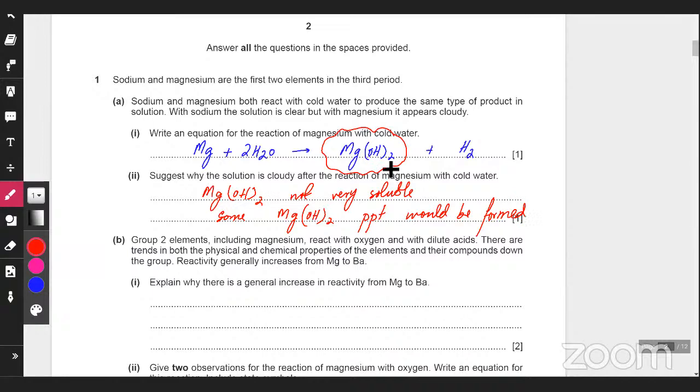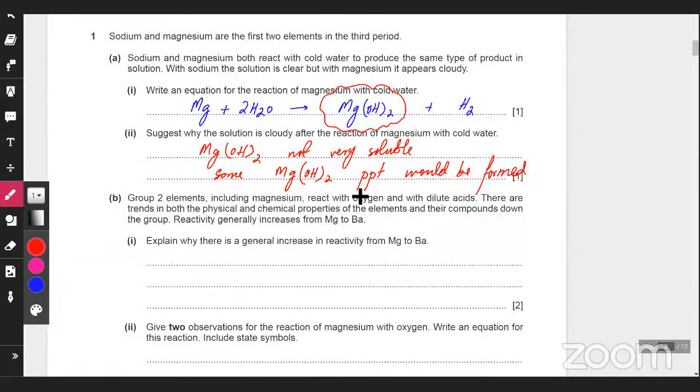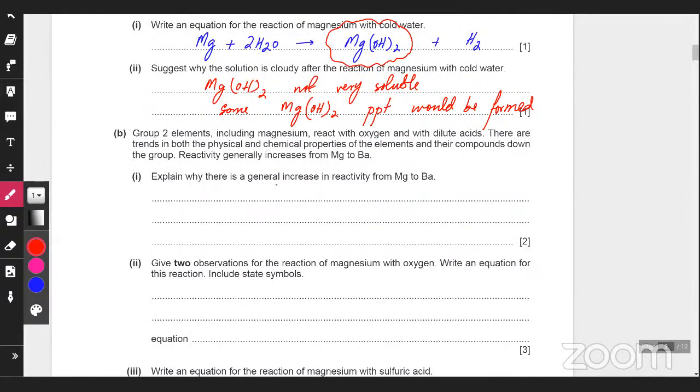The next one is group 2 elements, including magnesium, react with oxygen and with dilute acids. There are trends in both physical and chemical properties of the elements and the compounds down the group. Reactivity generally increases from magnesium to barium. Explain why there's a general increase in reactivity from magnesium to barium. Because they are metals, and metals like to lose electrons. They like to form positive ions. That is how they react.